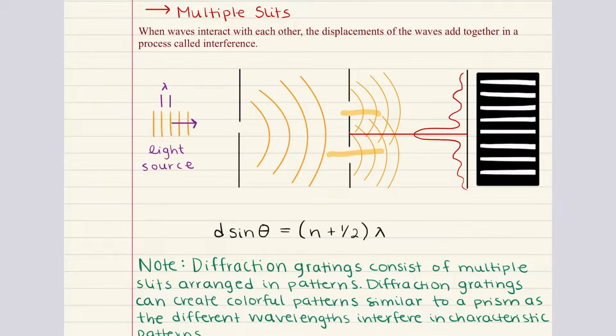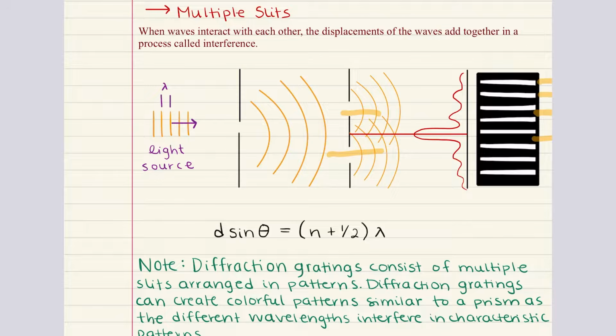When waves meet in phase and their peaks align, they amplify each other, creating bright areas called maxima. This is called constructive interference. When waves meet out of phase, so one peak aligns with another's trough, they cancel each other out, creating dark areas called minima, and this is known as destructive interference.